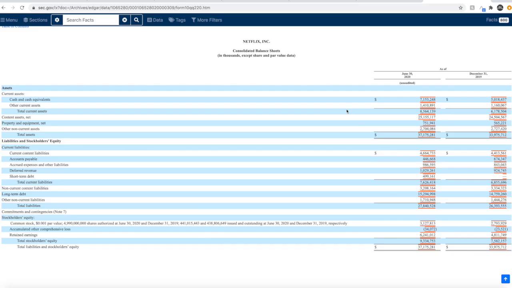A balance sheet just shows you what a company owns and what it owes at a specific point in time. What it owns is known as its assets, and what it owes is known as its liabilities. Assets and liabilities can be further broken down into current and non-current assets and liabilities.